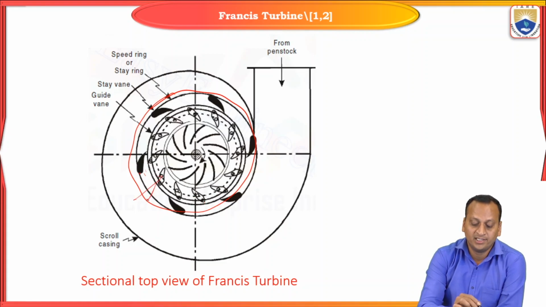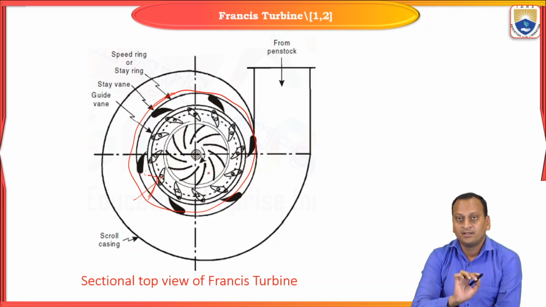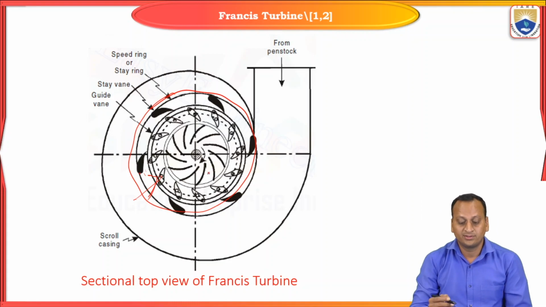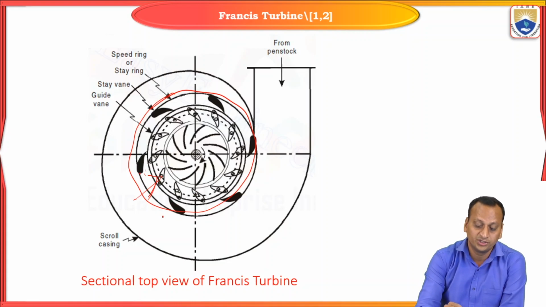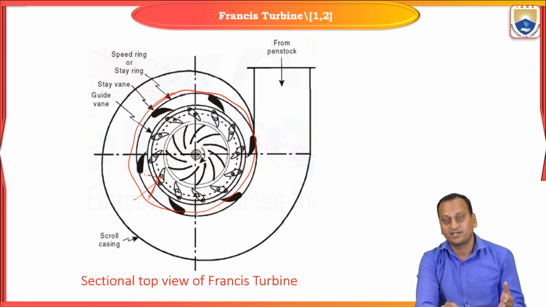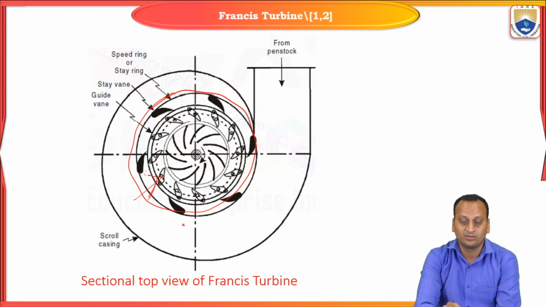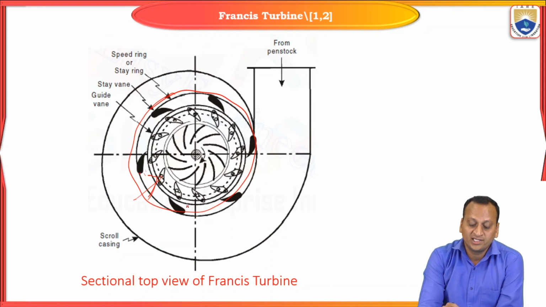The stay vanes will be half of the number of guide vanes. The guide blades will be almost equal to double the number of turbine runner vanes. After water passes through the stay vanes, it enters the guide vanes. The guide vanes will be guiding the water onto the turbine rotor vanes, where the angle of attack will be controlled.